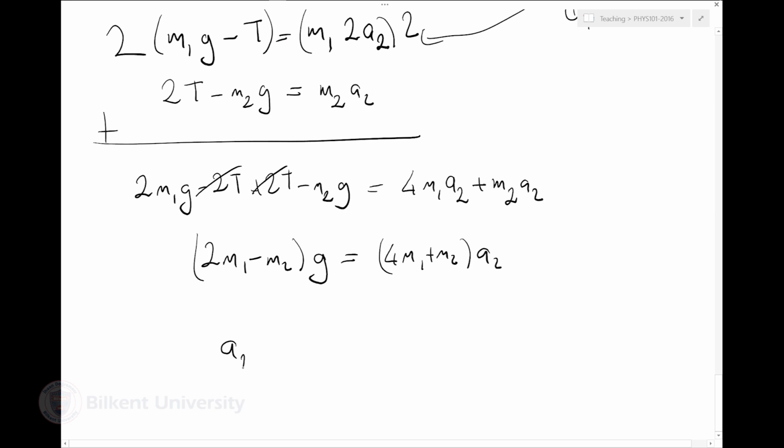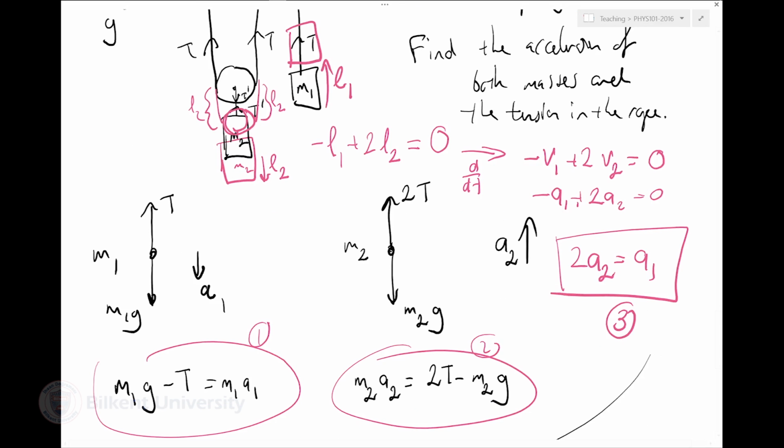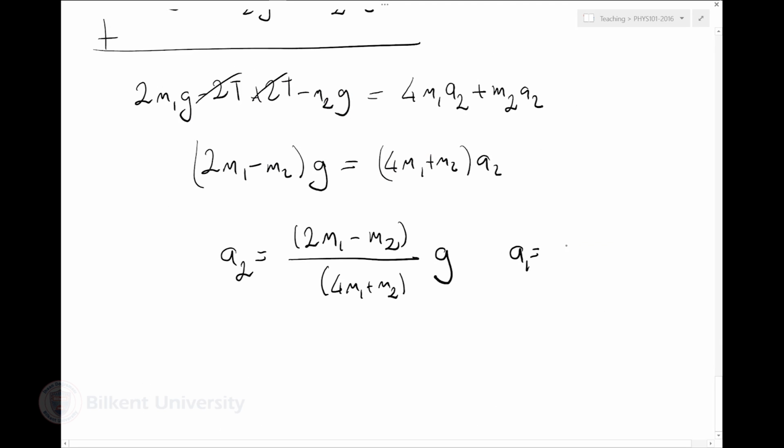So a2 would be (2m1 minus m2) divided by (4m1 plus m2) times g. How about a1? a1 is the acceleration of the first mass. It will be just 2 times a2. So it's going to be 2 times (2m1 minus m2) over (4m1 plus m2) times g.